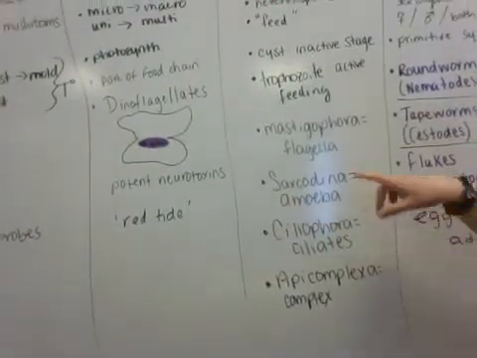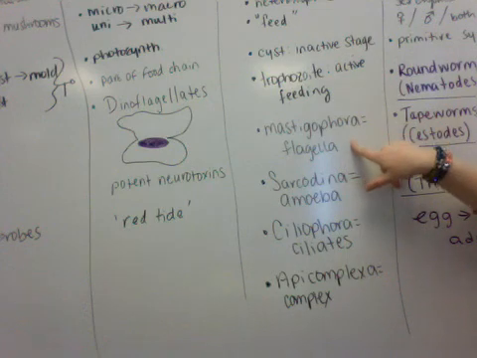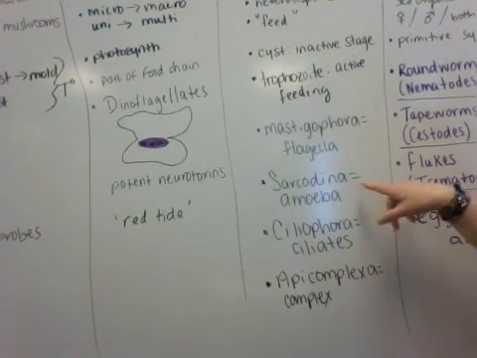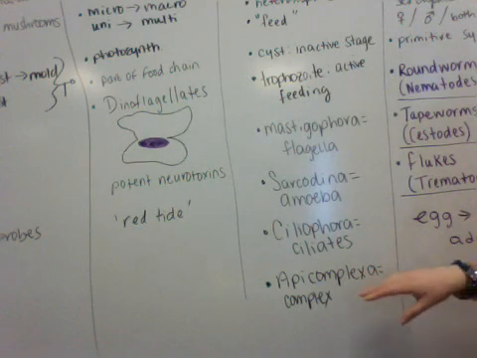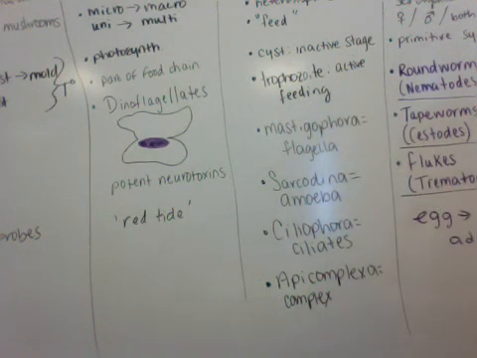So they break the movement down according to mastigophora, which is flagellated movement or flagella, sarcodina, which is amoeboid movement, ciliophora, which is your ciliates, and apicomplexa, which is a complex life cycle, and it may or may not have had some of these other movements throughout them.